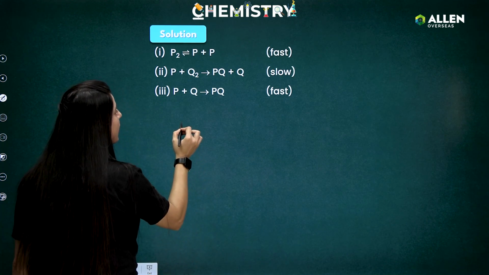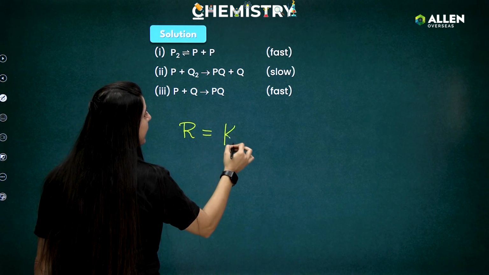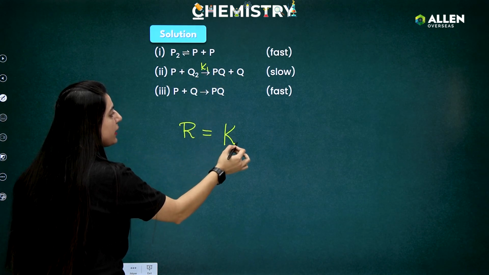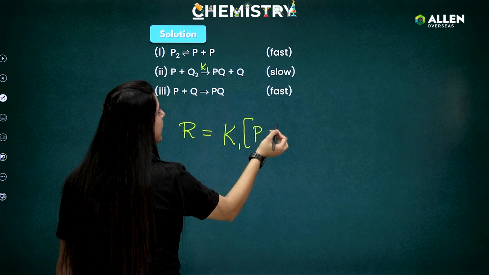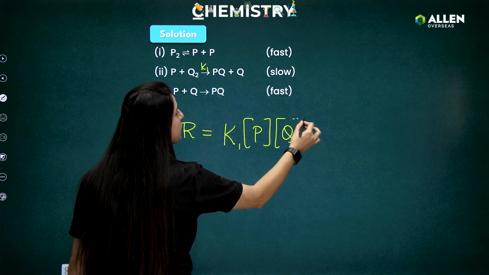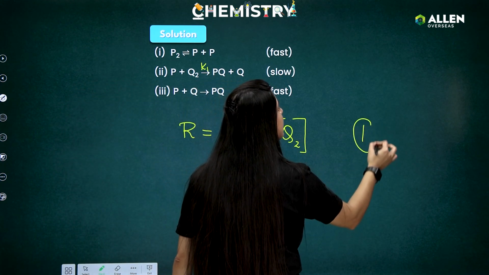Let's proceed. So I'll be writing R is equal to K. Let's say that the rate constant for this slow step is K1. So let me write it as K1, concentration of the reactant P into concentration of the reactant Q2. Now, let's mark it as our first step.